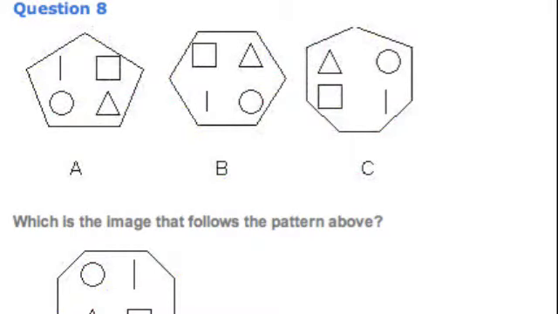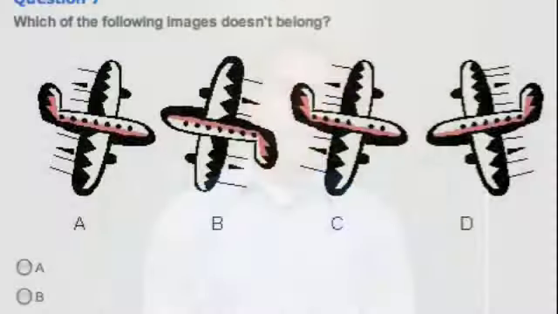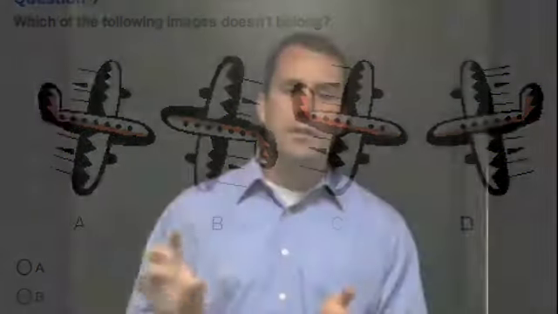Another type of question you're going to have to deal with is figure series questions, where they're going to be giving you a pattern, a couple of images which are changing, and you have to predict what the 4th and final image is going to be. And the final type of question on the exam is a matching style question. Basically, they'll give you a set of 4 images, and you have to look at that and see which image doesn't belong.